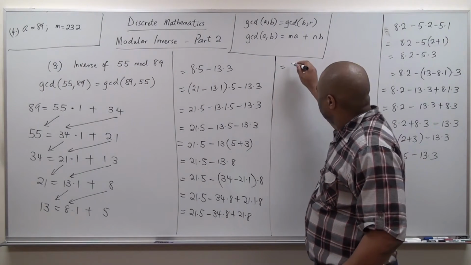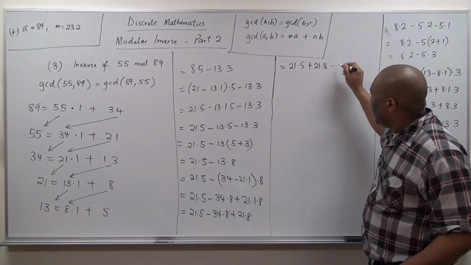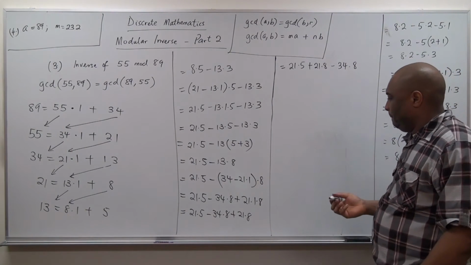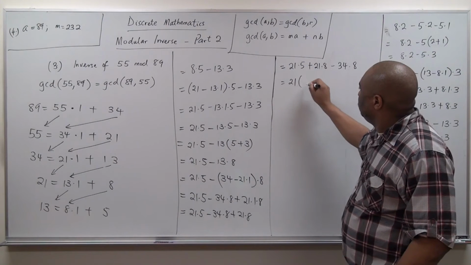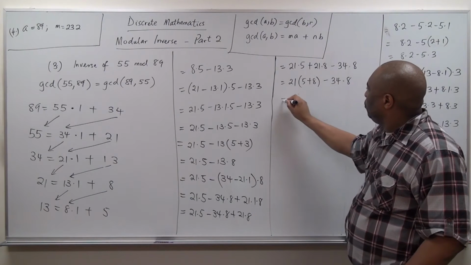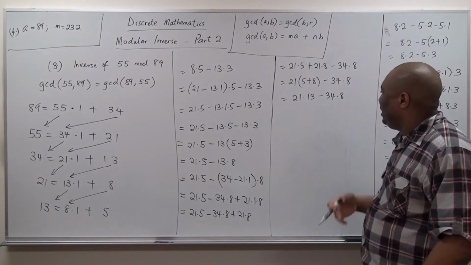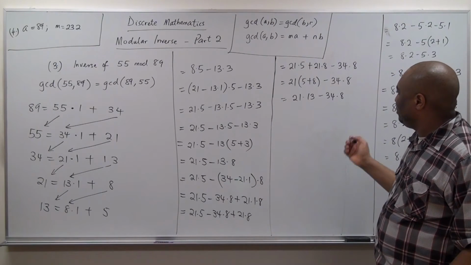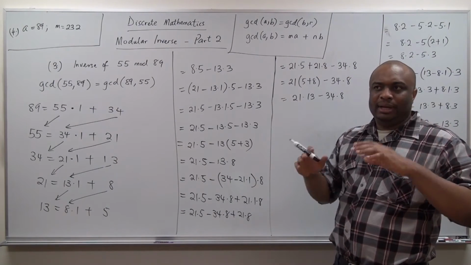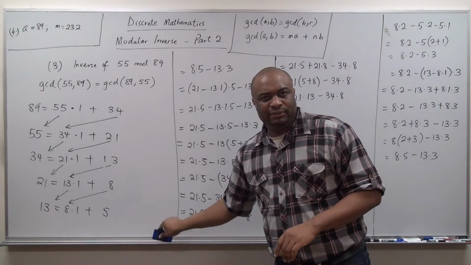So this will be equal to 21 times 5 plus 21 times 8 minus 34 times 8. Right? So this will be equal to 21 times (5 plus 8) minus 34 times 8, which is 21 times 13 minus 34 times 8. And in each case, if you multiply it and subtract, when you're solving this, you want to do some checks along the way to make sure that when you subtract it, it gives you 1.